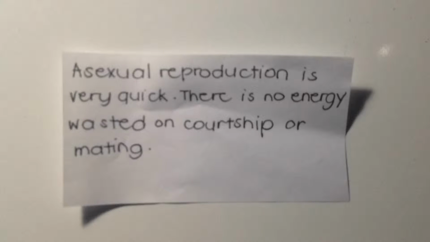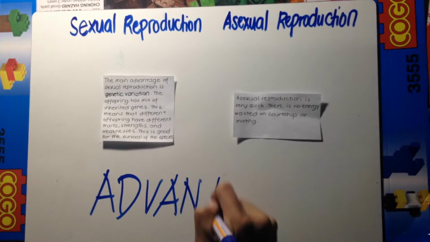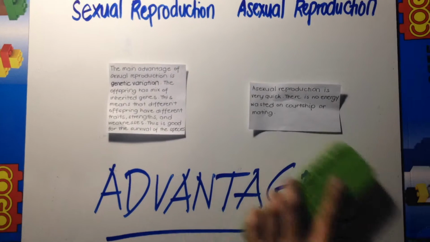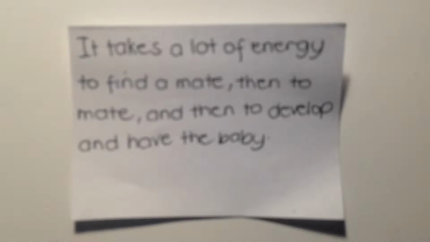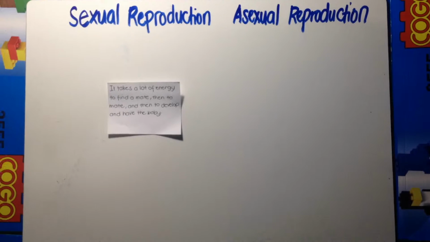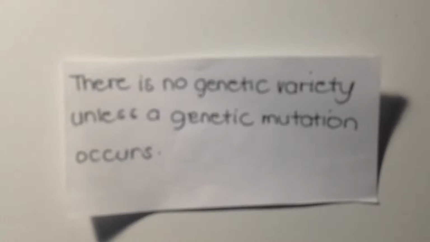Asexual reproduction is very quick. There is no energy wasted on courtship or mating. In sexual reproduction, it takes a lot of energy to find a mate, then to mate, and then to develop and have the baby. In asexual reproduction, there is no genetic variety unless a genetic mutation occurs.